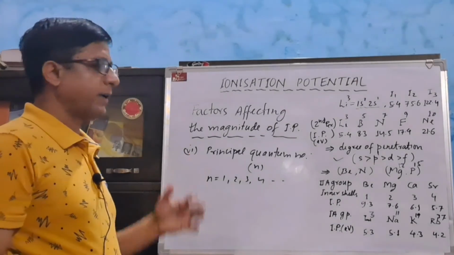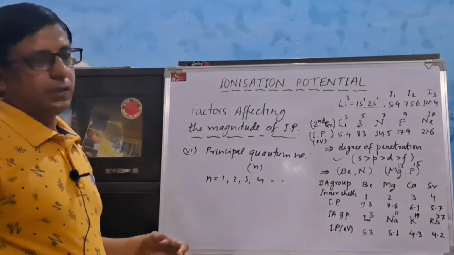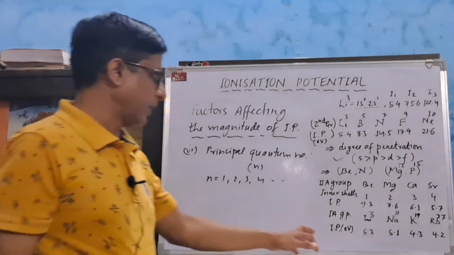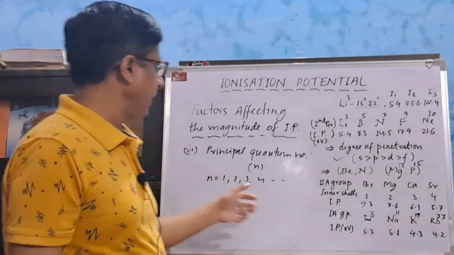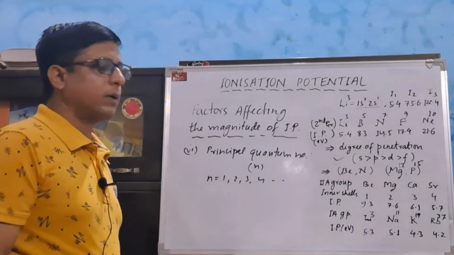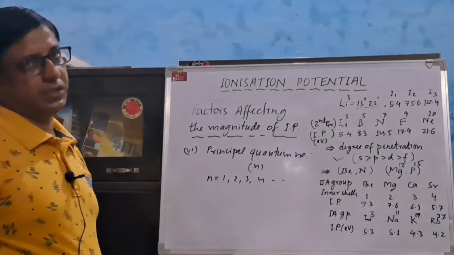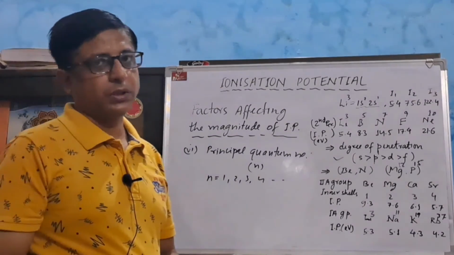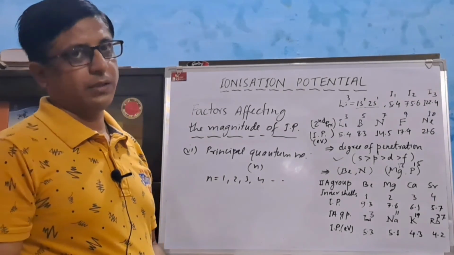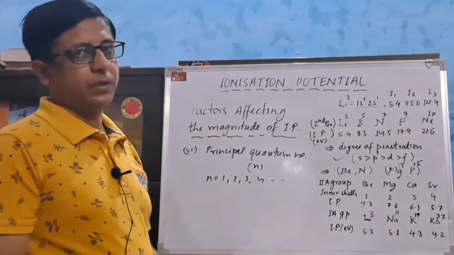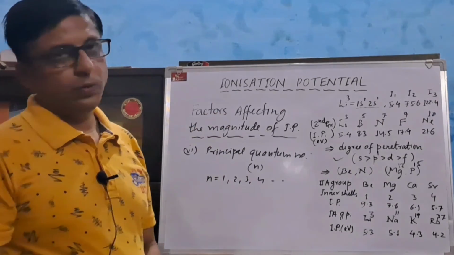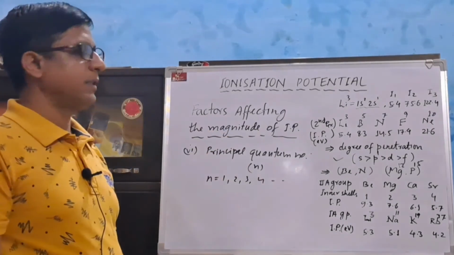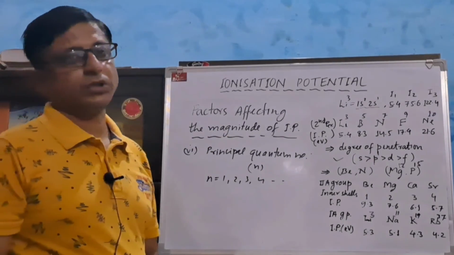The next factor is atomic size. With the increase of atomic size, the electrostatic force of attraction decreases. Therefore, the ionization potential decreases. Similarly, with the increase of principal quantum number, ionization potential decreases. So, today I have discussed ionization potential and its variation in a group and period in the periodic table, and the factors affecting the magnitude of ionization potential.